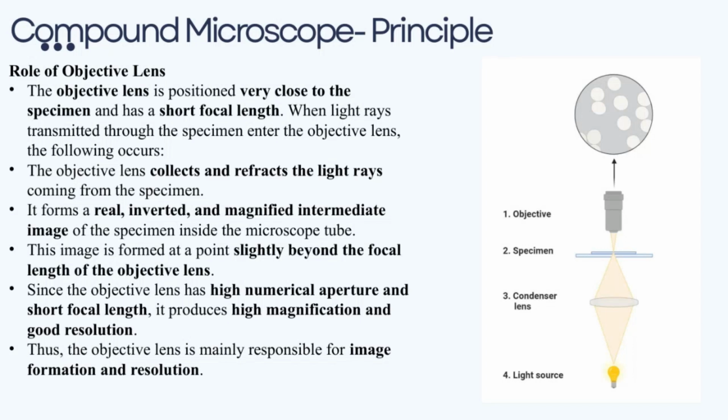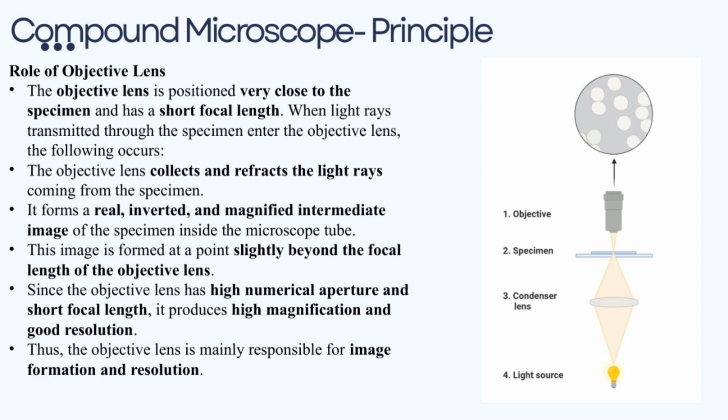Now, let's focus on the role of the objective lens in the compound microscope. The objective lens is positioned very close to the specimen, which allows it to gather light directly from it. Because it has a short focal length, it can bend the light rays significantly. When light passes through the specimen and enters the objective lens, it does a couple of important things. First, it collects and refracts the incoming light rays, bending them to focus properly. Second, it forms a real, inverted, and magnified intermediate image of the specimen inside the microscope tube. This image is formed at a point just beyond the focal length of the objective lens.